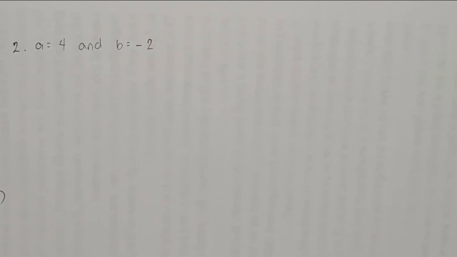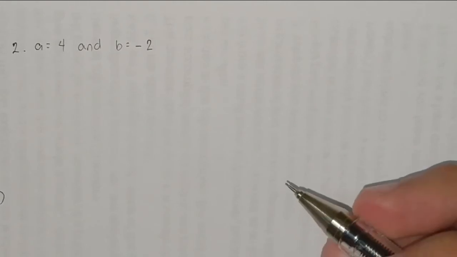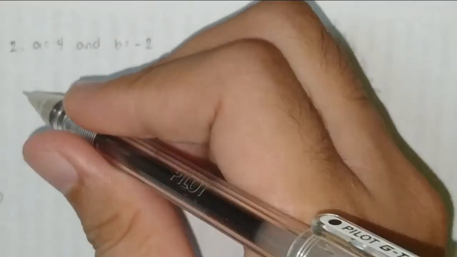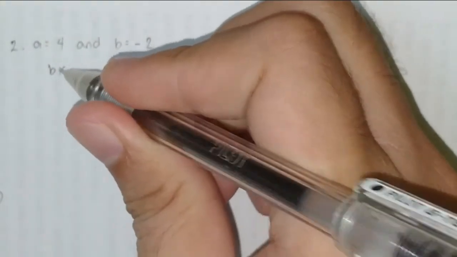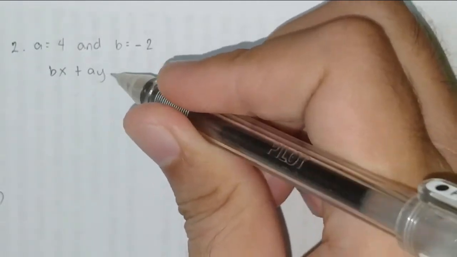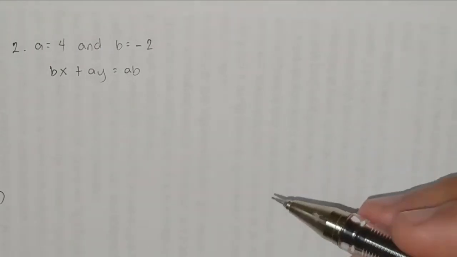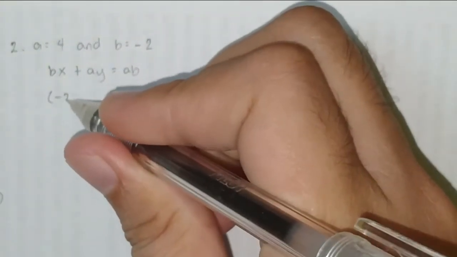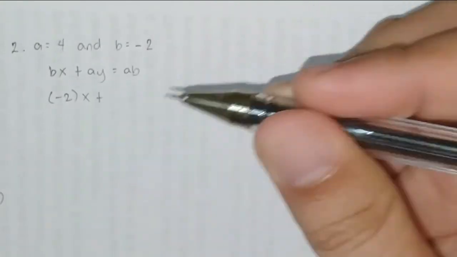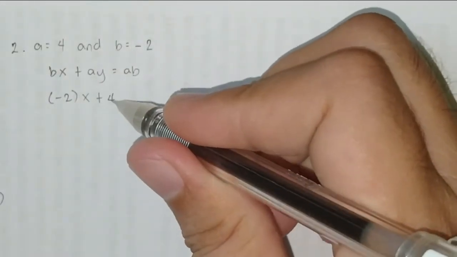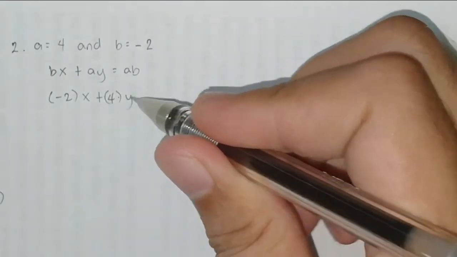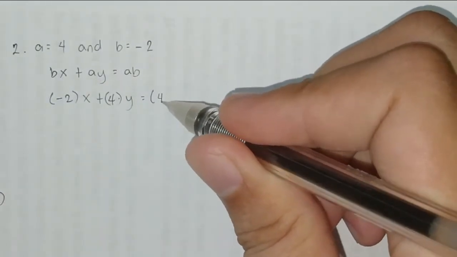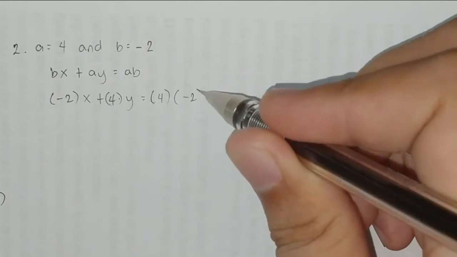So let's have another example. a is equal to 4 and b is equal to negative 2. Instead of using the intercept form, we will use bx plus ay equals ab. And alam natin na yung ating value ng b is negative 2. So, ipalit lang natin dito. Negative 2x plus our value of a is 4, and then y equals our a is 4 and our b is negative 2.